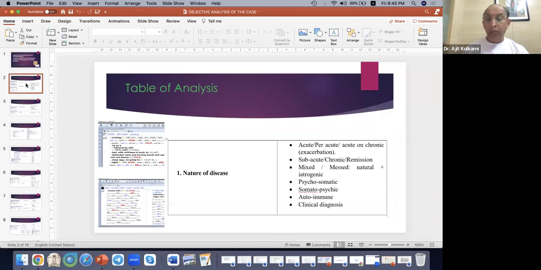Here, acute, per acute. Per acute means violently acute, very severely acute, like a storm. Acute and chronic, what we call exacerbation. Then subacute, chronic, and remission. Mixed mesh case, natural and iatrogenic, drug-induced, drug miasm. Then psychosomatic, somatopsychic, autoimmune, and clinical diagnosis. These are the components of the first, nature of disease.